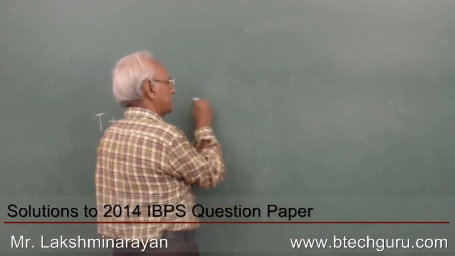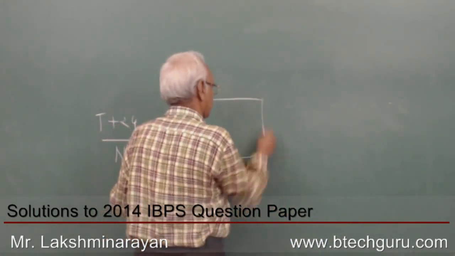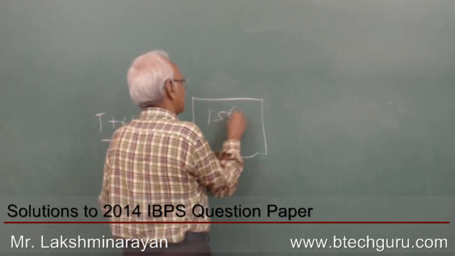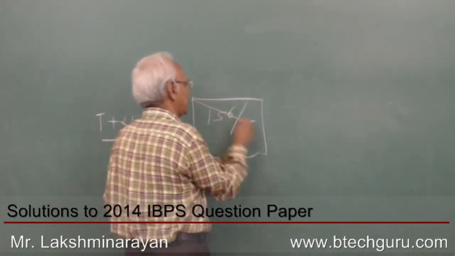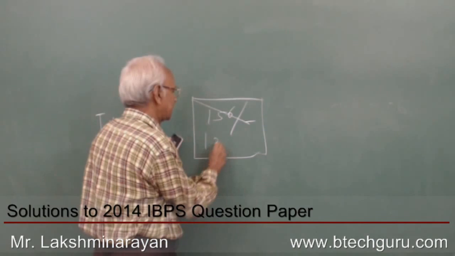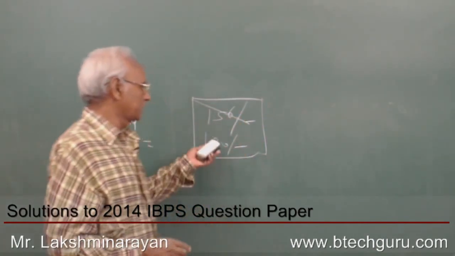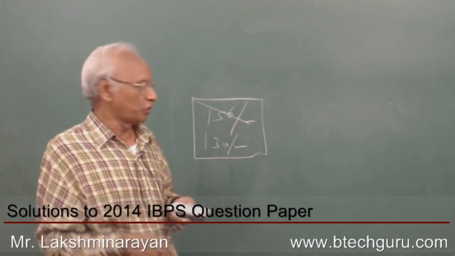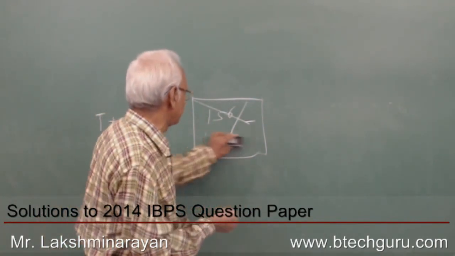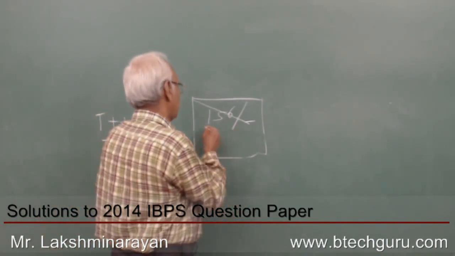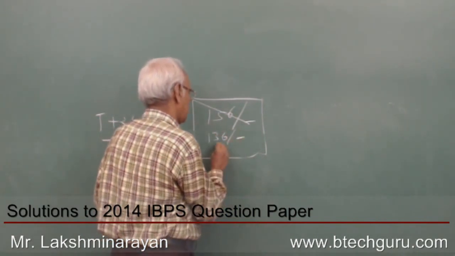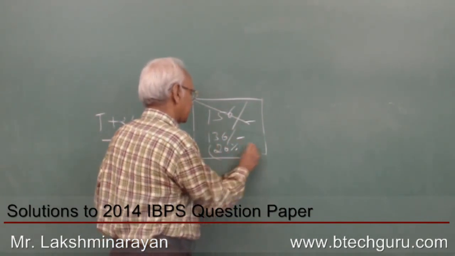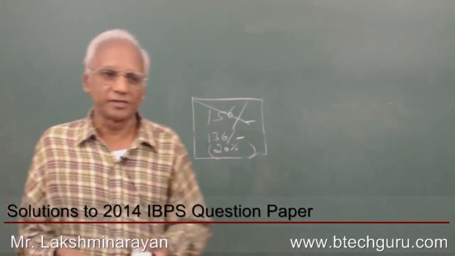I will write a price tag. I will slash it and write 130 rupees. Or instead of writing the price, I will say 20% discount. I may write both, or I may simply say 20% discount.